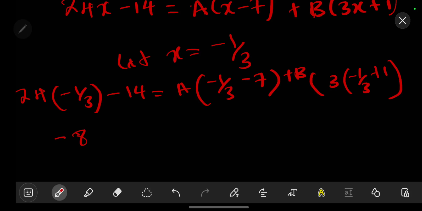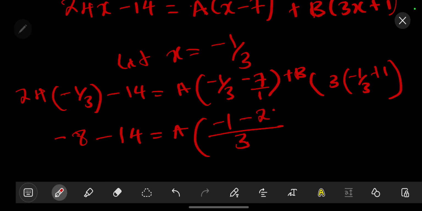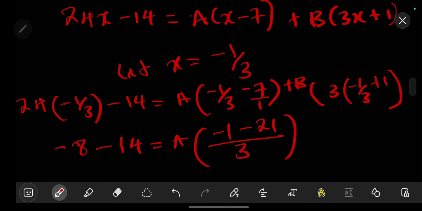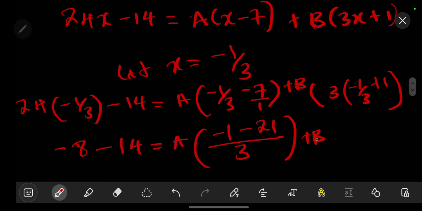Then we have minus our 14 should be equal to a, open brackets. So here the common denominator is 3. 3 divided by 3 is 1 times that, it will give us negative 1. 3 divided by 1 is 3 times that, it will give us a negative 21, like that. Then we are going to end up with plus our b.